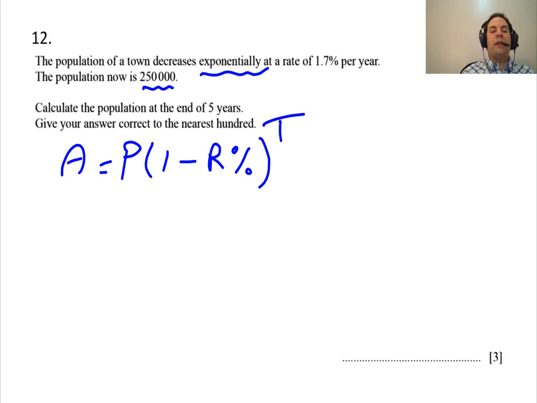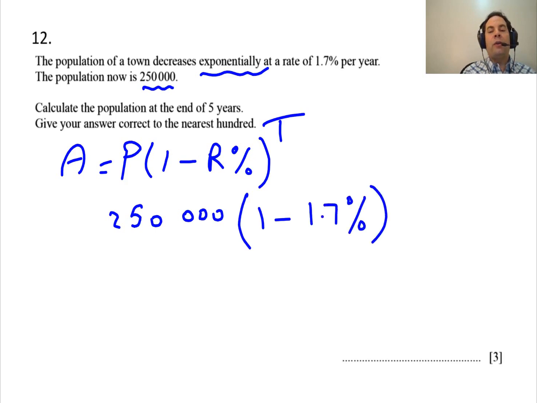The principal here is 250,000, multiplied by (1 minus r, which is 1.7%), all to the power of t, which is 5. So this is the total, and simplify to get your answer. By calculating this value, 250,000 multiplied by (1 minus 1.7%), all to the power of 5.